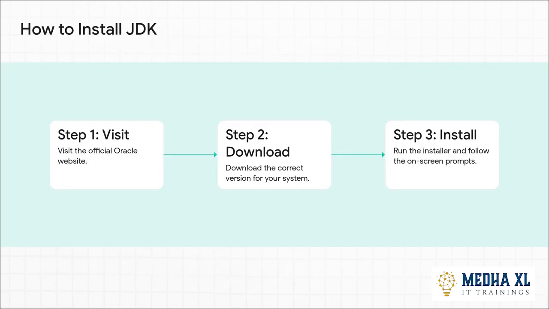And getting this installed is actually super simple, I promise. You're just going to head over to the official Oracle website, find the downloads, and pick the right one for your computer. So whether you're on Windows, Mac, or Linux, they've got you covered. Then you just run the installer. Click Next, Next, Finish. You know the drill. It's really no different than installing any other program.